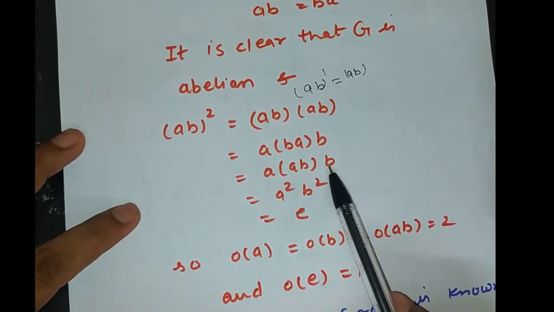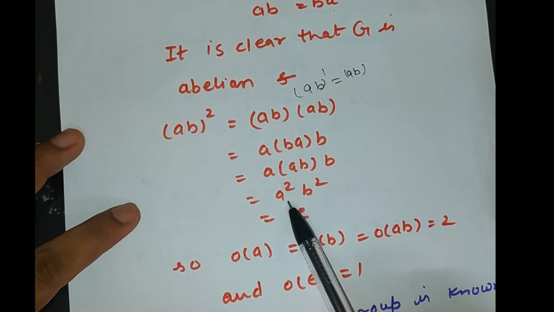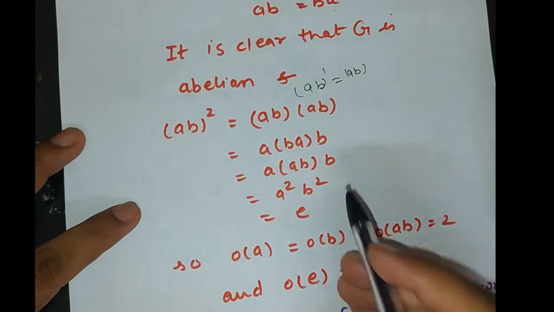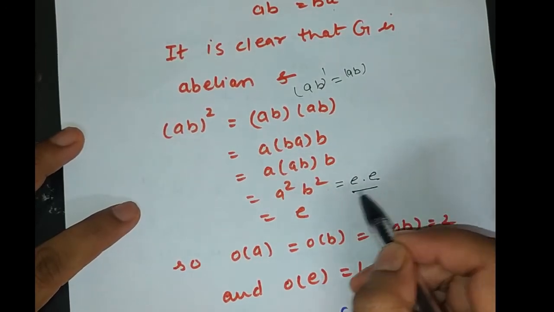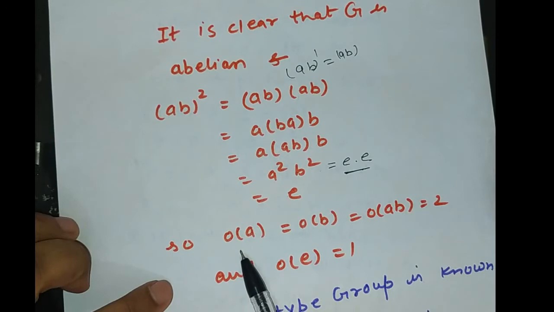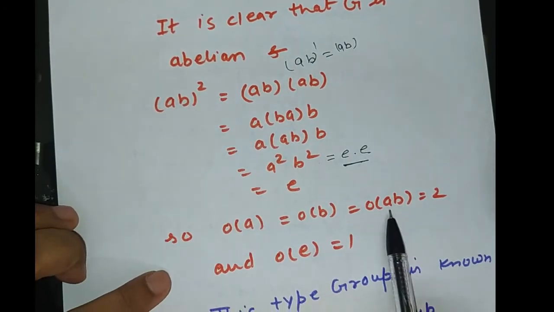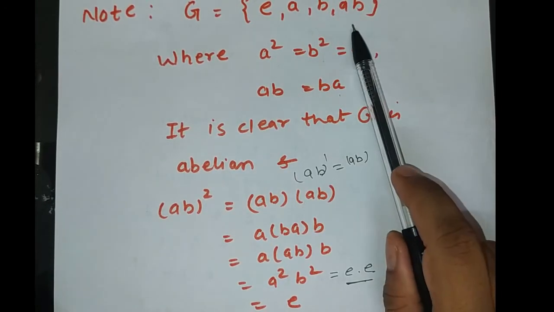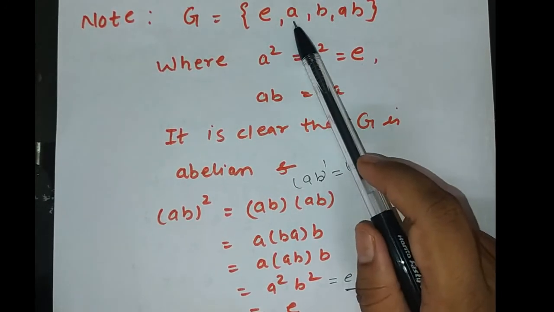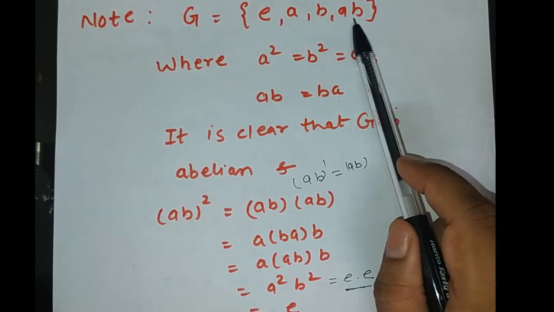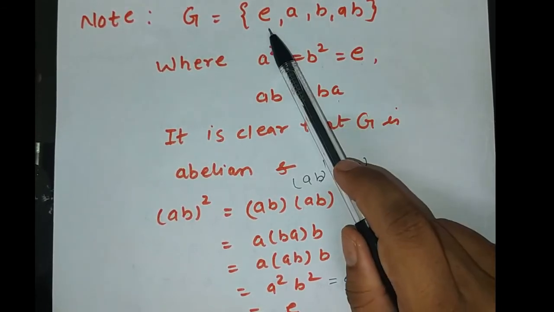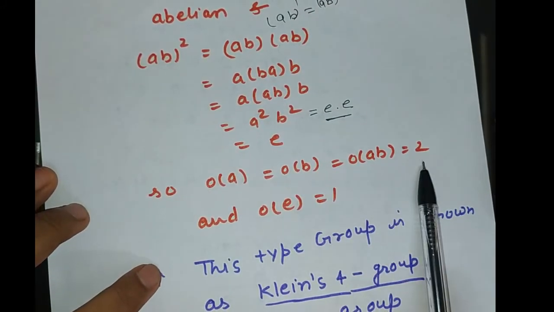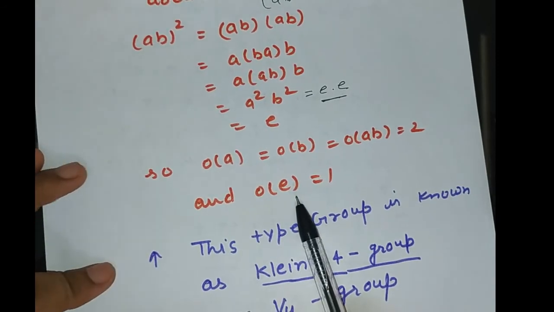So this is equal to AA and BB. What does it give? It gives A squared and B squared, and we know that A squared is E and B squared is also E. So E dot E, the value is E. So the order of A is 2, the order of B is 2 and the order of AB is 2. In this group, how many elements are there? 4. And all the elements have order 2 except the identity. The order of A is 2, the order of B is 2, the order of AB is 2, and the order of the identity is 1.